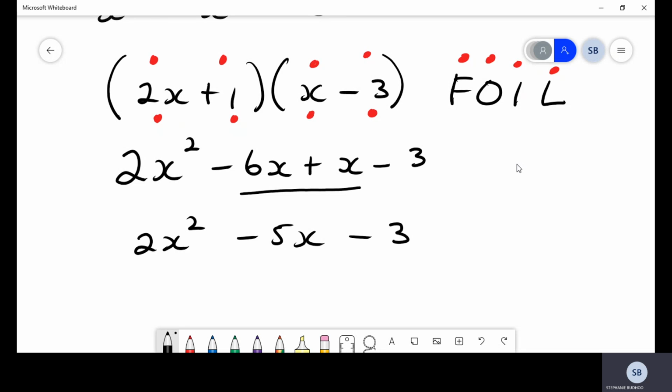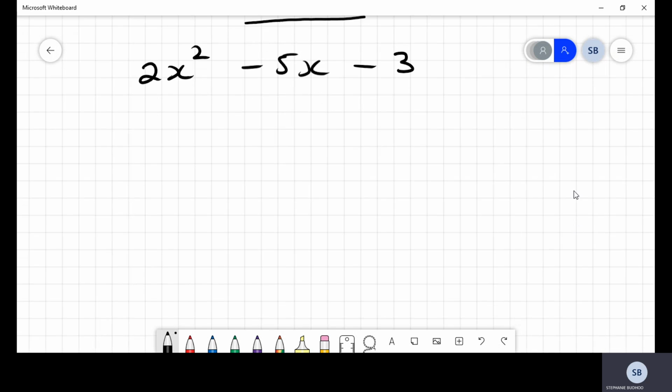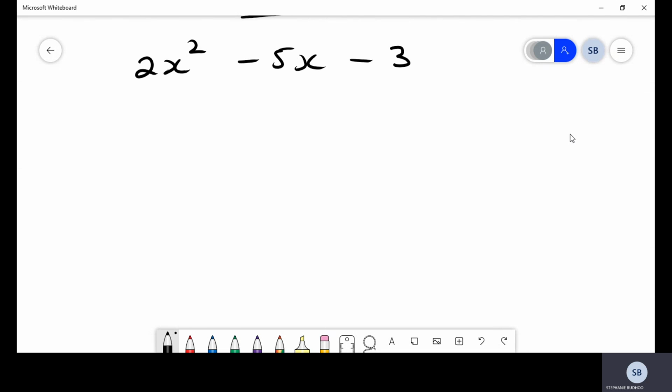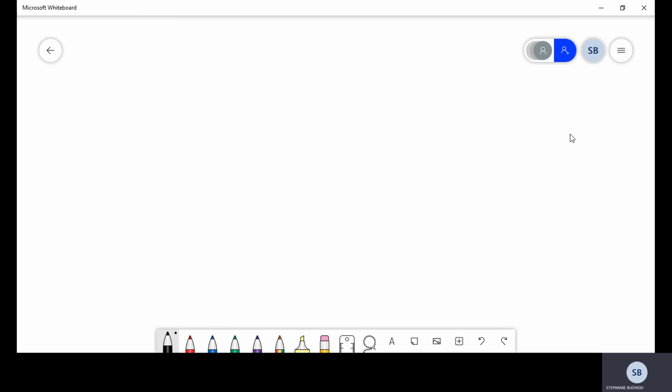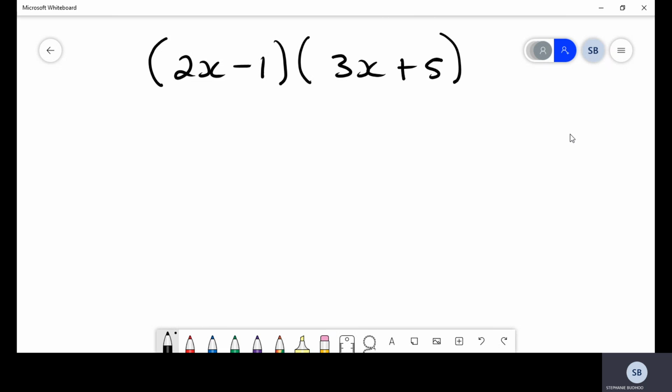I'll do one final example. Hope you guys are getting the hang of it. So our final example: 2x minus 1 by 3x plus 5. What's going to happen here?